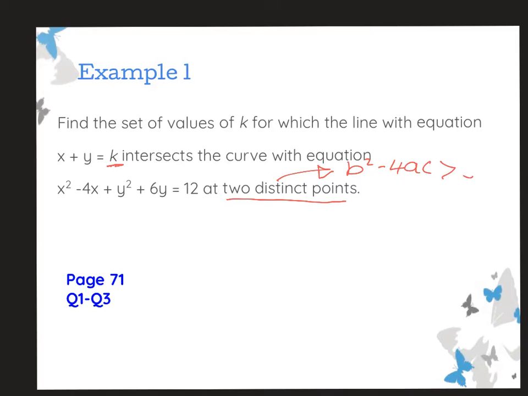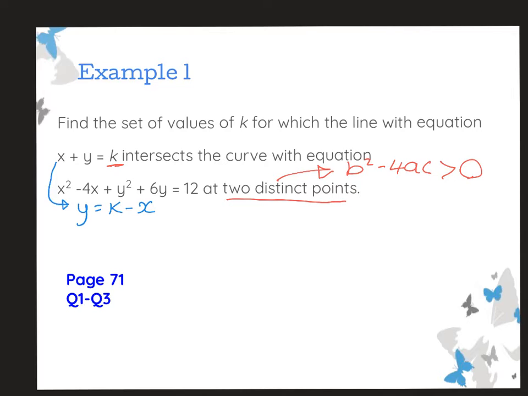So in this question, we need the discriminant to be greater than 0. This time I'm going to need to rearrange this equation to make y the subject. You could rearrange it to make x the subject. It'll give you different working out, but your final answers will still be the same. So if you want to rearrange it to make it say x equals k minus y, then do that and you'll find that you'll get the same final answers. But I'm going to stick with this.